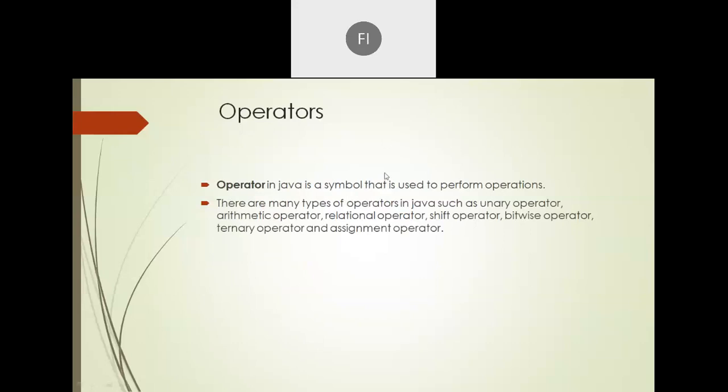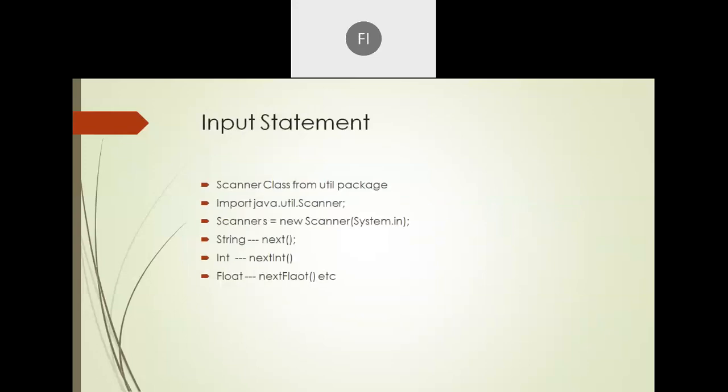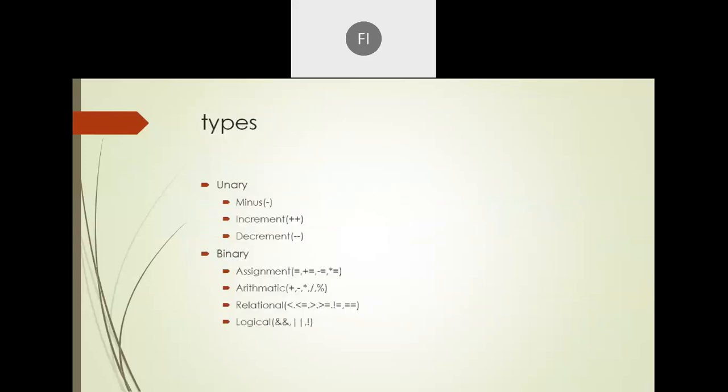As I mentioned, we have unary operators like increment and decrement. If you want to increment the value by 1, we can use increment, or decrement the value by 1, decrement. Likewise, we have different sets of operators. The first one, plus plus, is used to increment the value by 1, whereas decrement is used to decrement the value by 1. Likewise, we have binary operators like assignment. If you want to store some value into a variable, we may use equal, plus equal or minus equal. Similarly, we have arithmetic operators like plus, minus, star, slash, percentile.